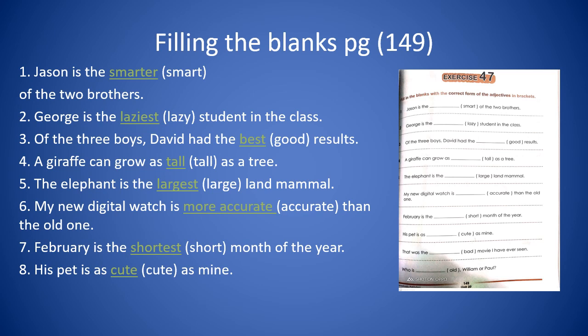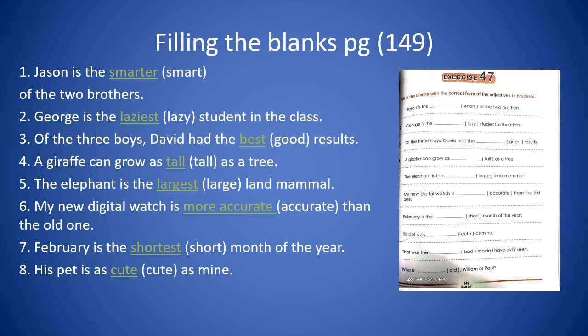Number 2. George is the laziest student in the class. Now George is compared with the rest of the students in the class. So we will use superlative degree, which is laziest. Number 3. Of the three boys, David had the good results. Again, three boys are compared, so we will use superlative degree, which is best. Number 4. A giraffe can grow as tall as a tree. Now, two equal things are compared, so we will use positive degree, which is tall.